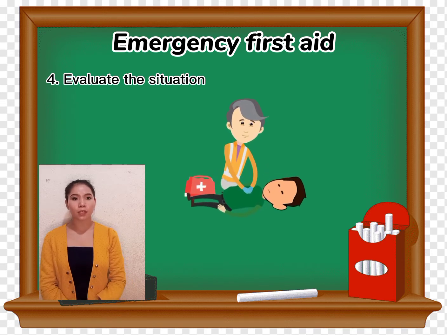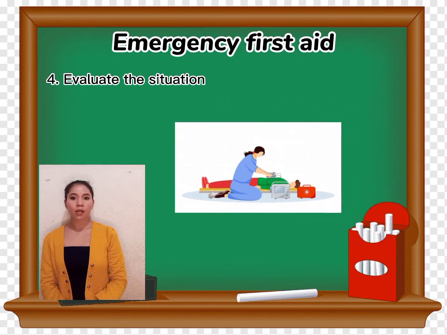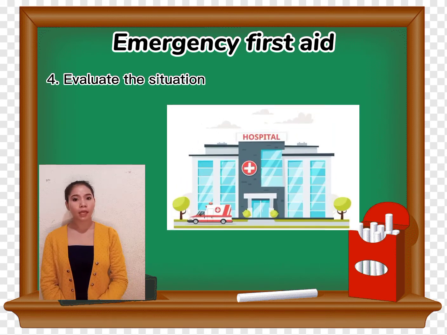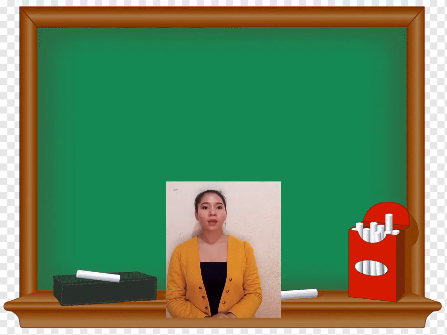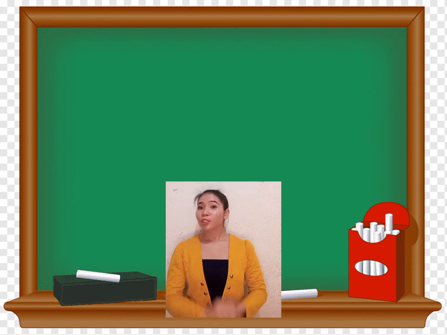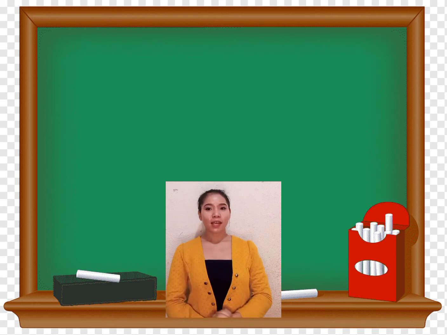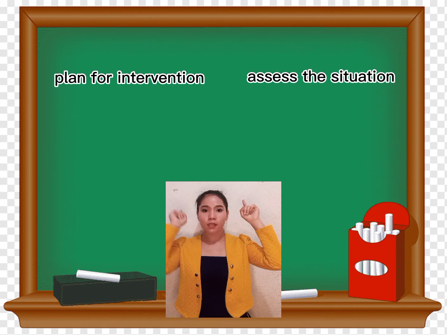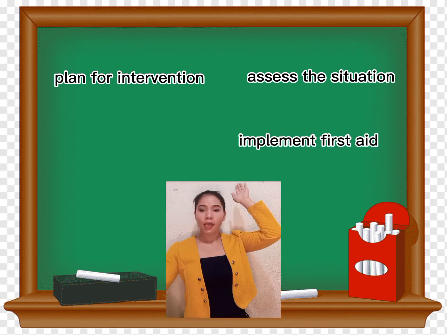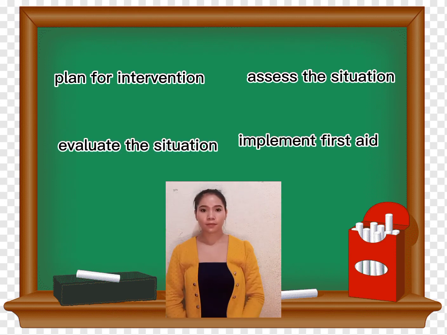Then hand over the person to the medical or professional personnel when they arrive, and find out which hospital, clinic, or health center will provide care, and inform their family and relatives. So those are the basic steps to performing emergency first aid. So again, what are those? Very good! Those are assess the situation, plan for intervention, implement first aid and evaluate the situation.